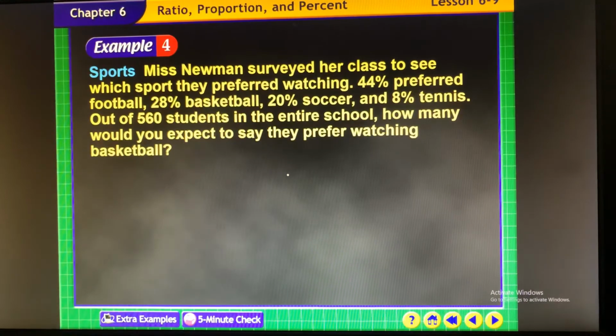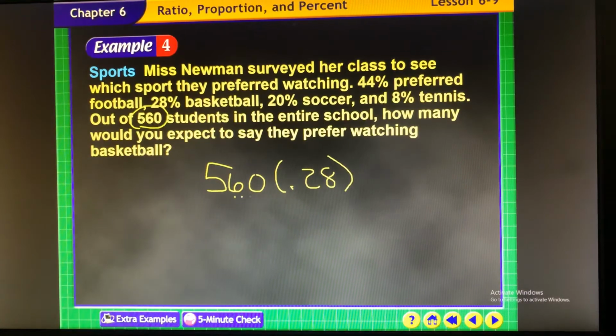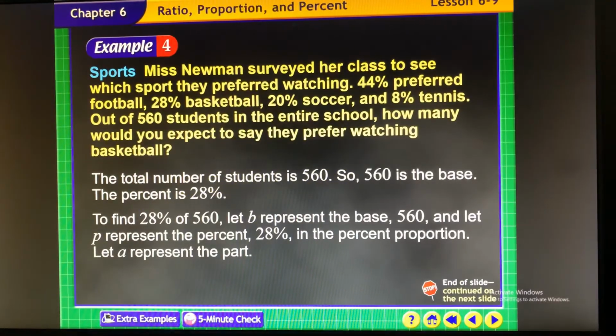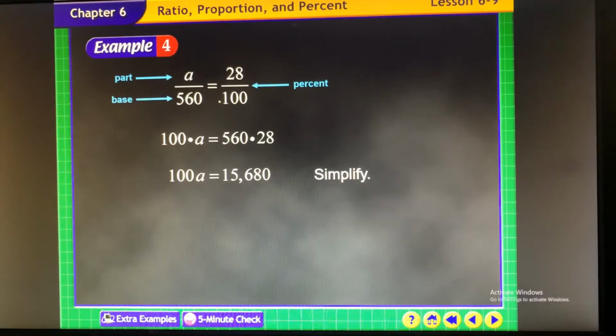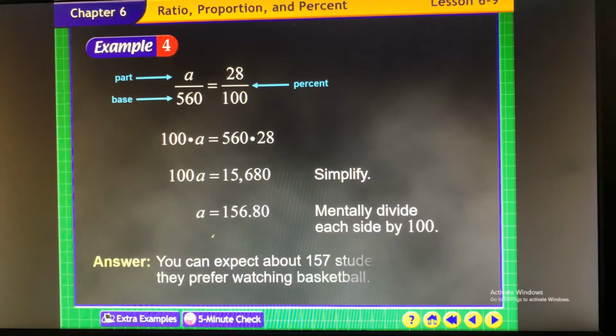Miss Newman surveyed her class to see which sport they preferred watching. How many would you expect to say they preferred watching basketball? Well, there are 560 students in the class, and 28% of them said they liked basketball. So you're just going back to the part equals percent times base. Or you can set up the proportion like that. So you can say about 157 students.